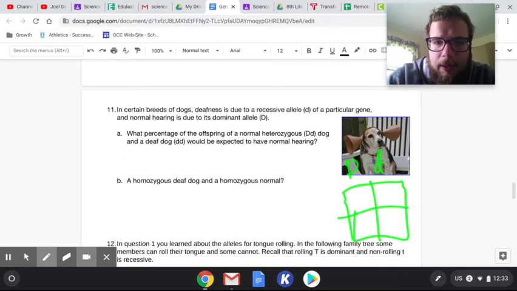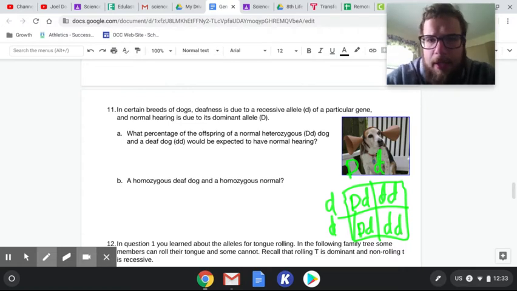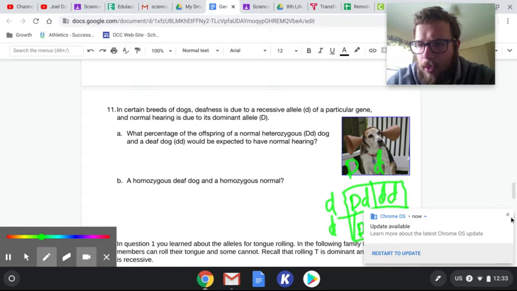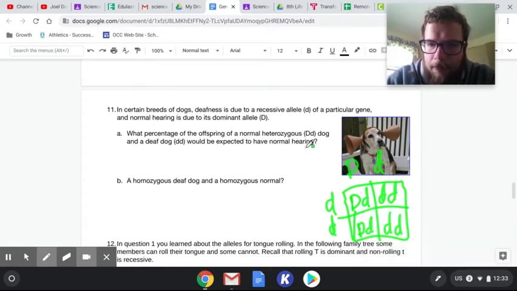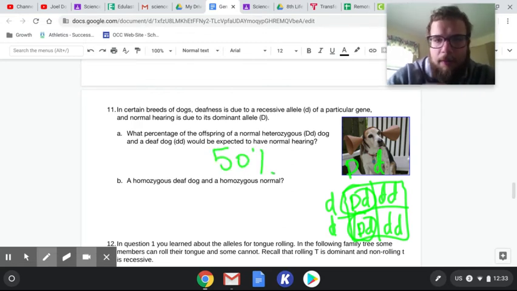So we got big D, and then little d. Big and little, big and little, and then little. What percentage would be expected to have normal hearing? Normal hearing is going to be 2 out of 4. So we're going to get a 50% chance of having normal hearing.